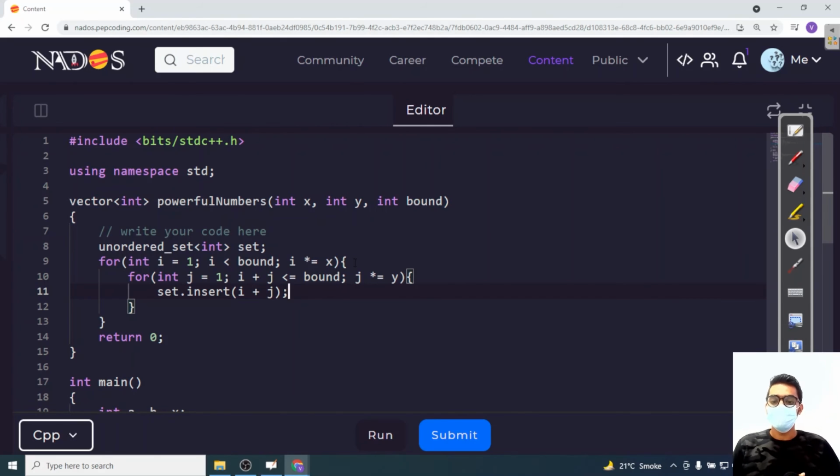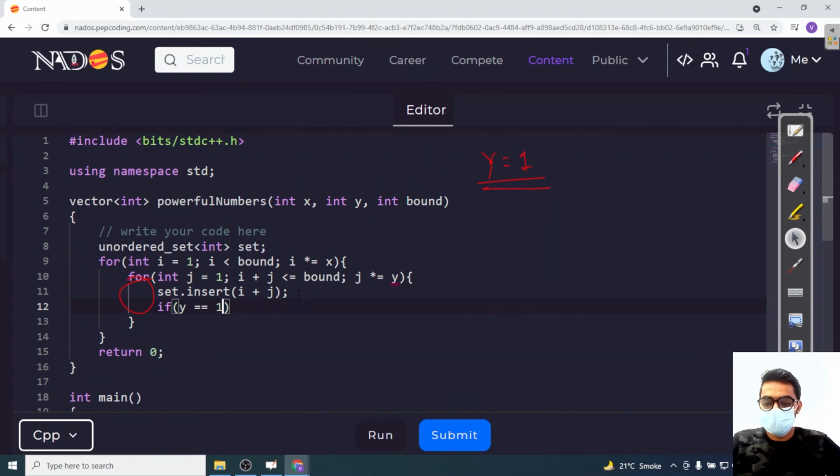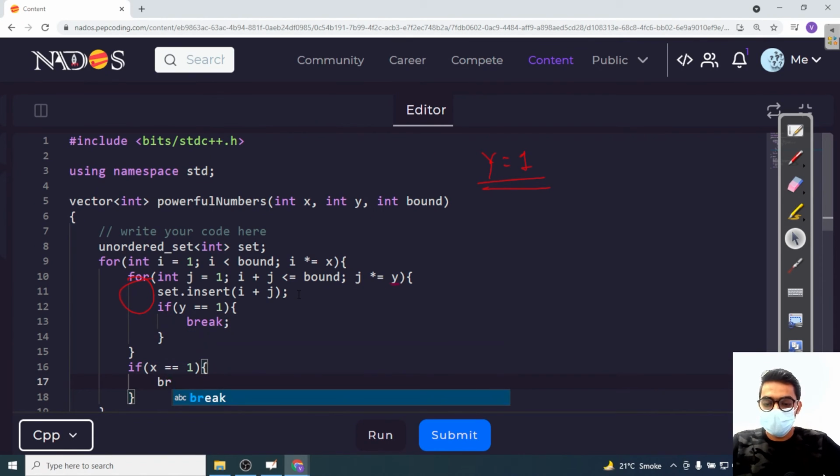Now we need to make sure that our x or y should not be equal to 1. If it is equal to 1, the loop will go into an infinite loop and will not be terminated. If our y is equal to 1, then this loop is going to multiply y with y, that means 1 into 1 into 1 into 1. So for that we need to write that if our y is equal to 1, then break the loop. And also for x, if x is equal to 1, then break from this also.